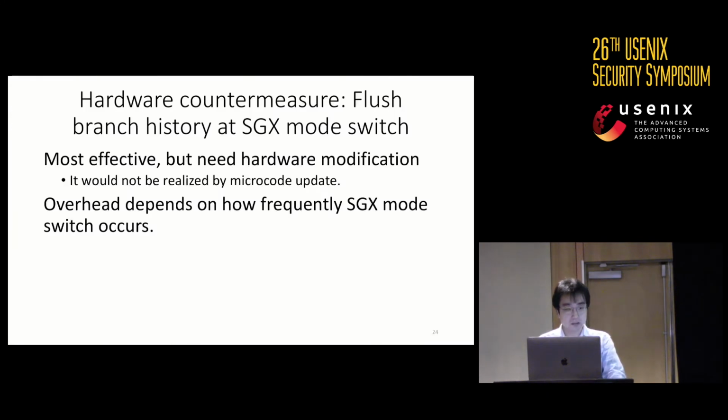Okay. So far, I explained branch shadowing attacks in detail. Then, do we have any possible countermeasure against this attack? We propose 2 hardware and software-based countermeasures. The first one is a hardware-based countermeasure that flushes branch history during SGX mode switch. We think that this is the most effective countermeasure, but it demands hardware modification.